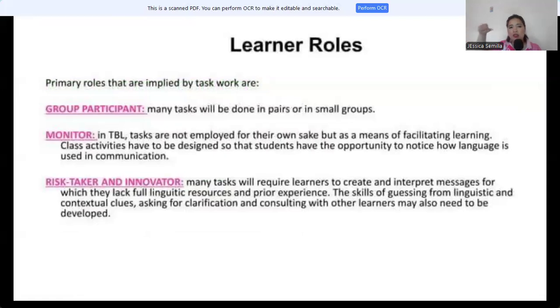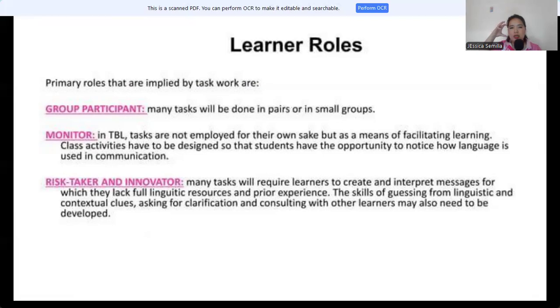On the other hand, the learners have the primary roles within teaching and learning because they are the ones who do and manage the task. So you can be a participant, or a leader who monitors the group itself. Sometimes task-based instruction can be done individually, in pairs, or collaboratively. It really depends on the complexity of the topic or the complexity of the objective.